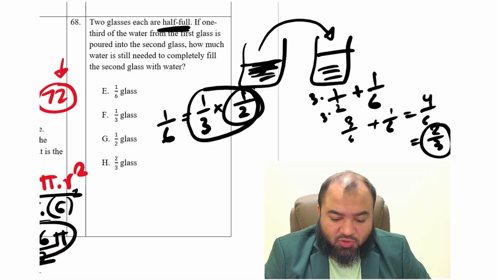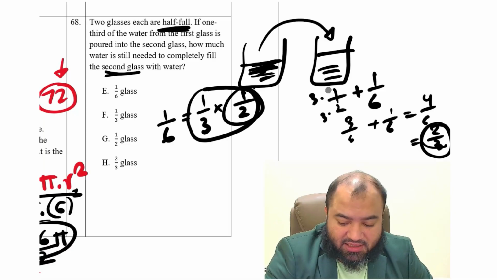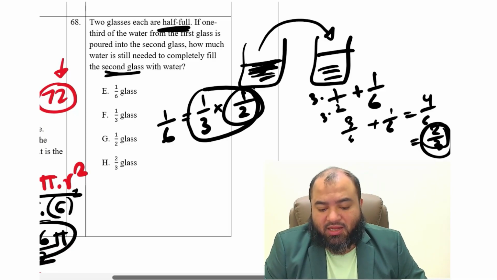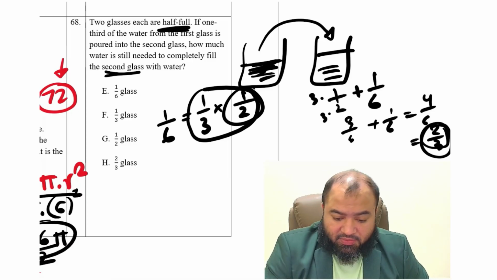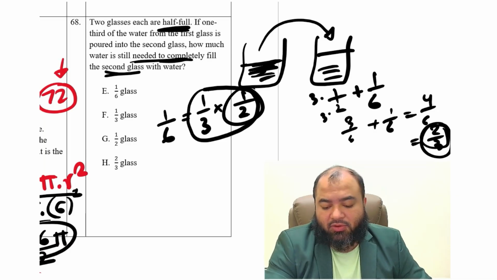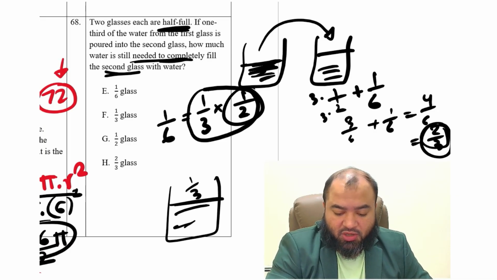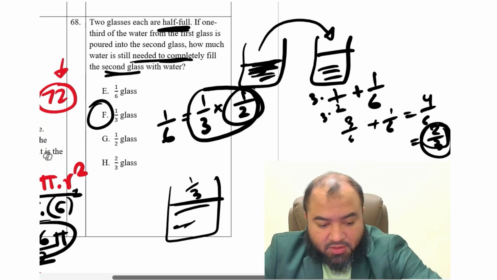Now, how much water is still needed to completely fill the second glass? The second glass has 2/3. You might think the answer is 2/3. Remember, I just said SHSAT has small tricks. So it's not 2/3, because they said how much more is needed to completely fill it up. If you have already 2/3 filled up, you need 1/3 more. So the answer is 1/3.